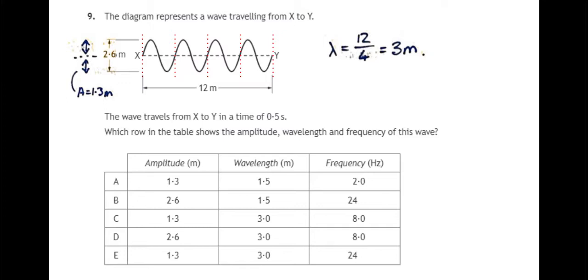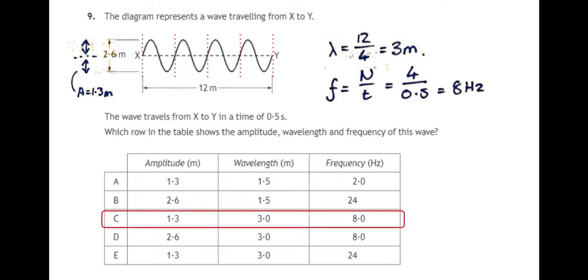And finally, the frequency. Well, on our data sheet, we have a formula that says frequency equals n over t, the number of waves divided by time. The number of waves, as we've just said, is 4. The time, as the question says, is 0.5 seconds. So 4 divided by 0.5 gives us 8 hertz, which gives us an answer of amplitude 1.3, wavelength 3, and frequency 8, which is answer C.